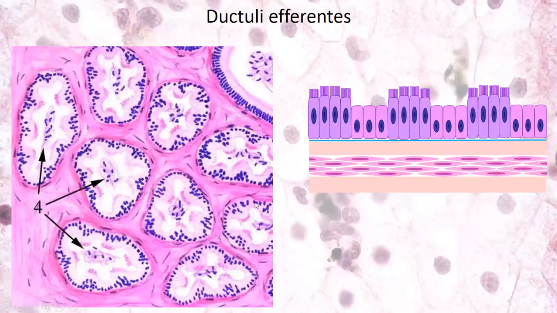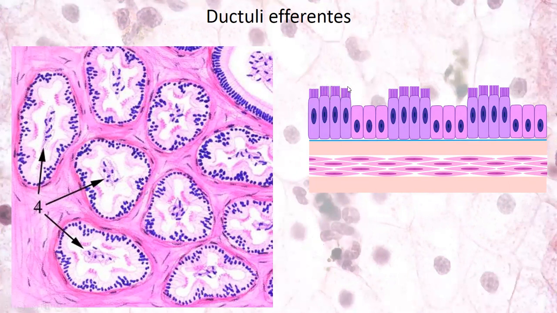So what are the ductuli efferentes and their histological structure? They have wavy contour because of different cells. There are cells with cilia, ciliated cells, they are tall, and shorter cells which are secretory cells, which produce special fluid which helps in the movement of spermatozoa.